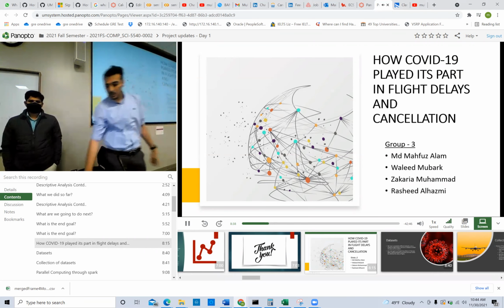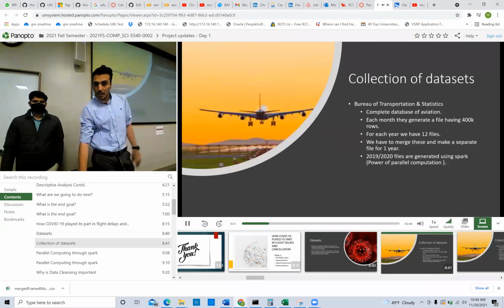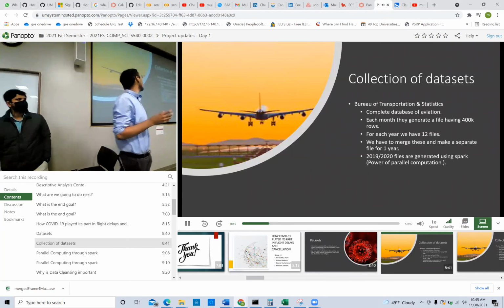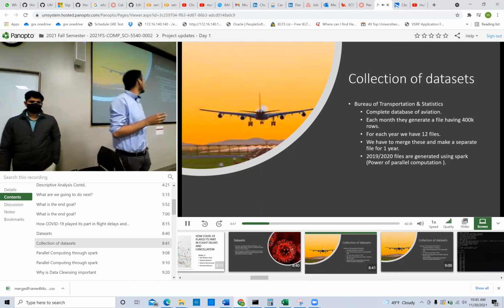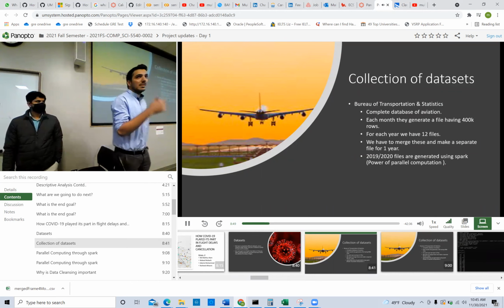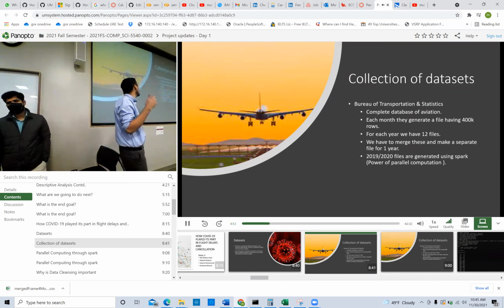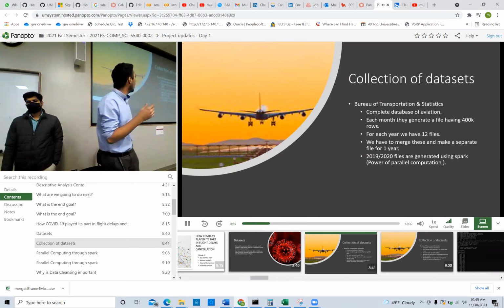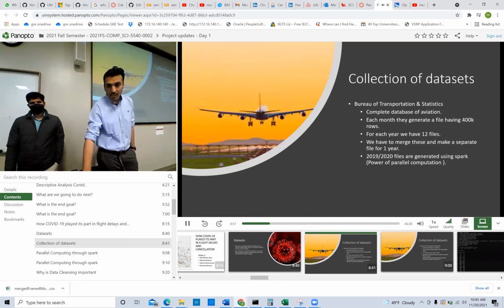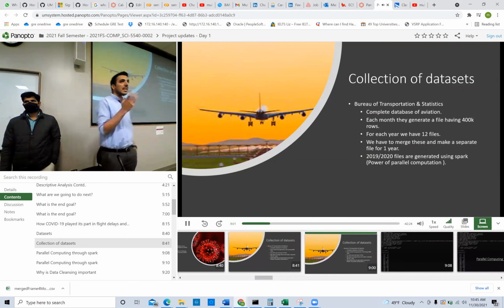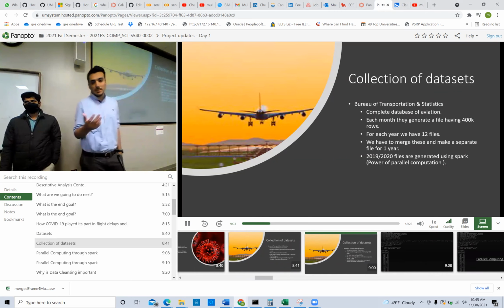We took it from the Bureau of Transportation and Statistics. Each month they generate a file of around 1 GB. So we collected 12 months of data for each year, 2019 and 2020. And then once that data was collected, we wanted to visualize it, do some data pre-processing steps, and see what we can actually achieve through it.